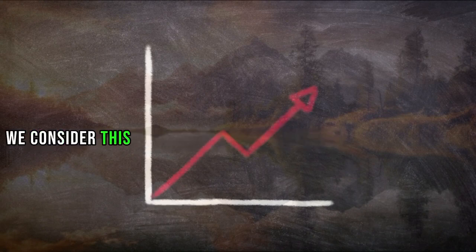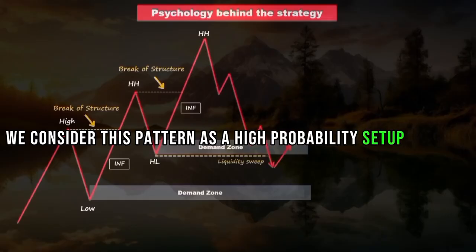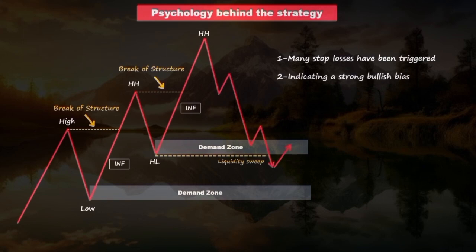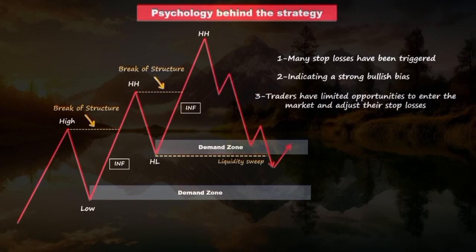We consider this pattern as a high probability setup because in this scenario, the liquidity below the recent low has already been swept. This means that many stop losses have been triggered, leading to a sharp increase in buying pressure. Additionally, the price has started to move upward with significant momentum, indicating a strong bullish bias. Furthermore, it's important to note that there is no significant liquidity pool below this zone due to the aforementioned scenarios.